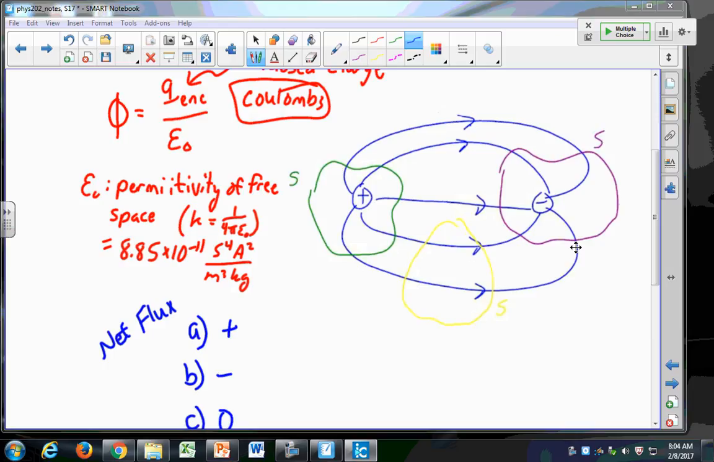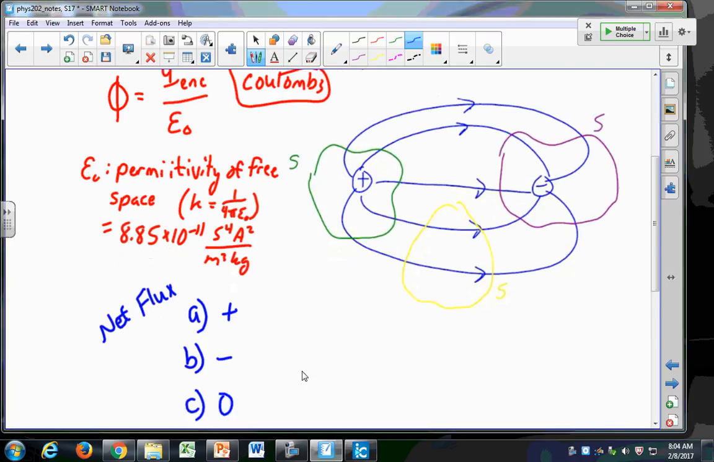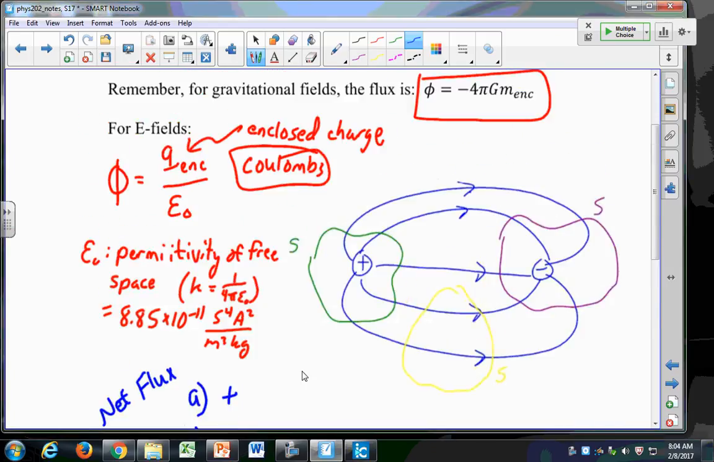All right. So, listen, guys, another way to tell if our net flux is positive, negative, or zero is based on Gauss's law. Gauss's law says that the flux is proportional to the enclosed charge. So if I have a negative charge, I have negative flux. If I have no charge, I have no flux. If I have a positive charge enclosed, I have positive flux. And it's proportional to the amount of charge. More charge, more flux.